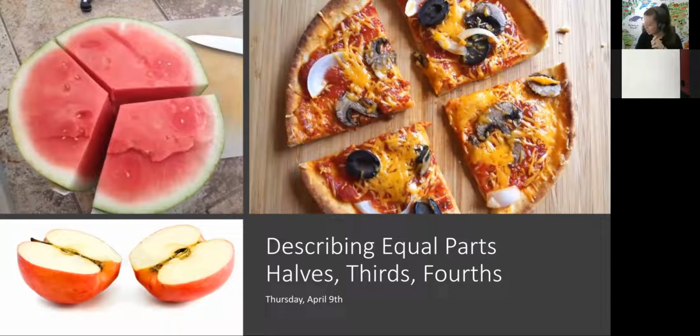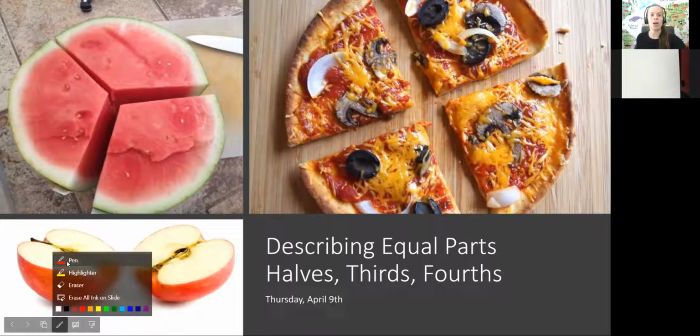Today we are going to use what we learned yesterday about breaking up a rectangle into smaller squares, and then we're going to describe those equal shares. So even looking here, I love these. I thought they were so cute. Look at this right here.